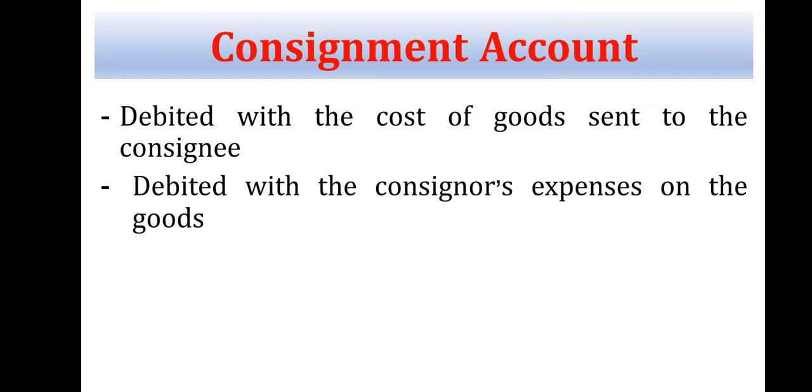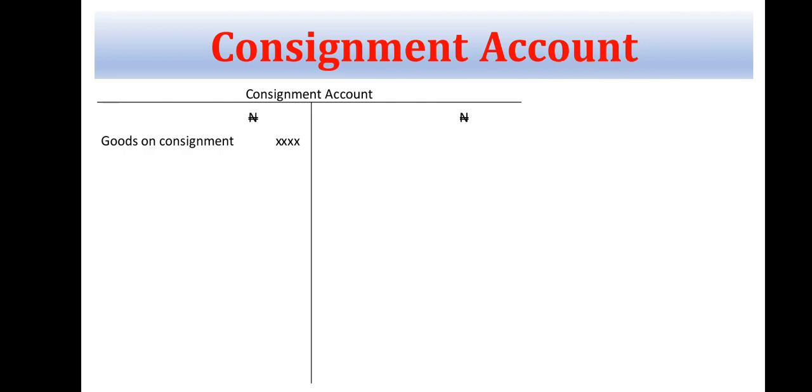So the next one, debit: the consignment account will be debited with the consignor's expenses on the goods. That is, the consignor has forwarded the goods to the consignee. Every expense incurred on those goods will also be debited to the account. That's what you are saying here, which means you have the consignment account.